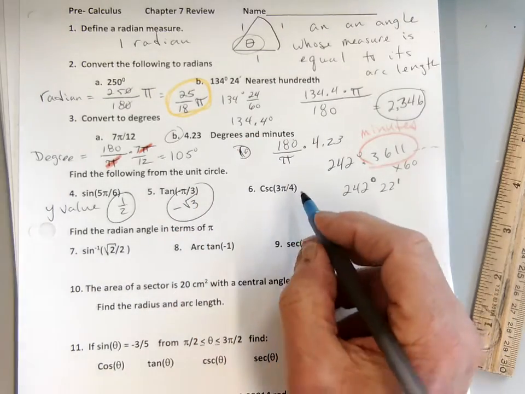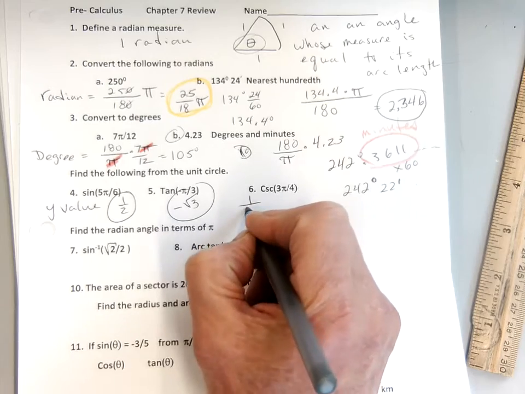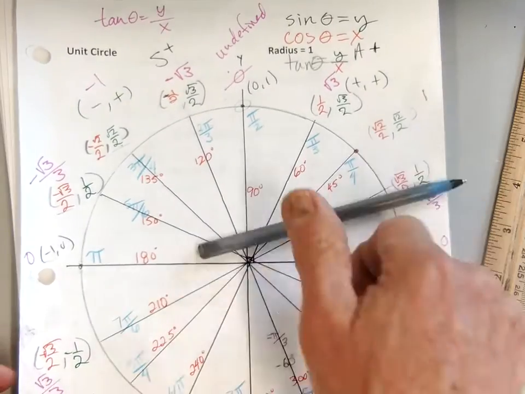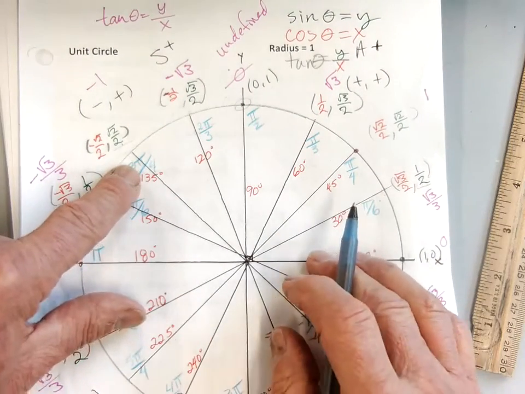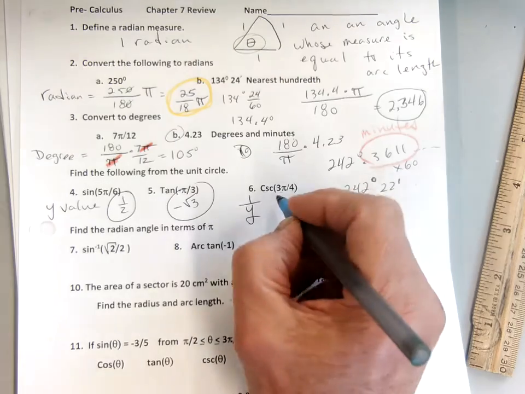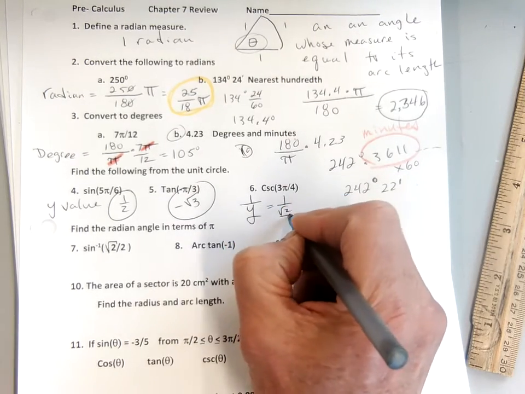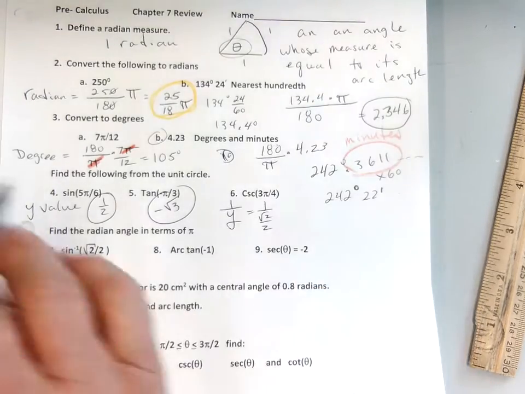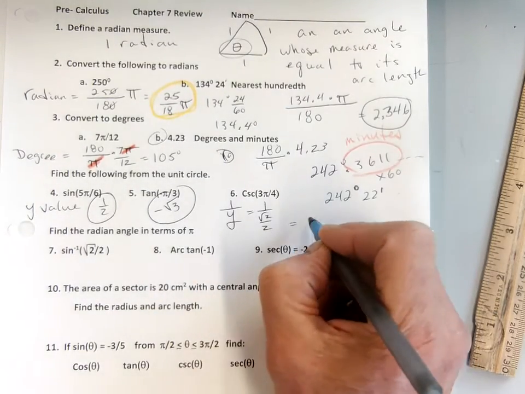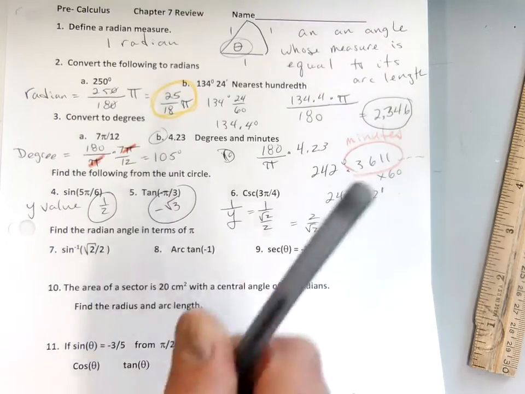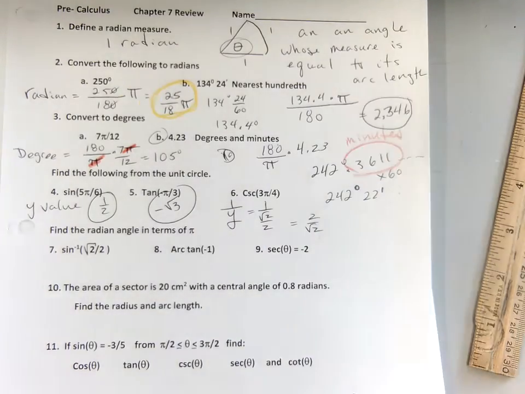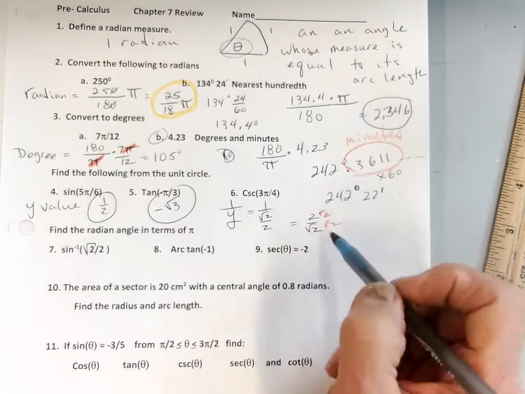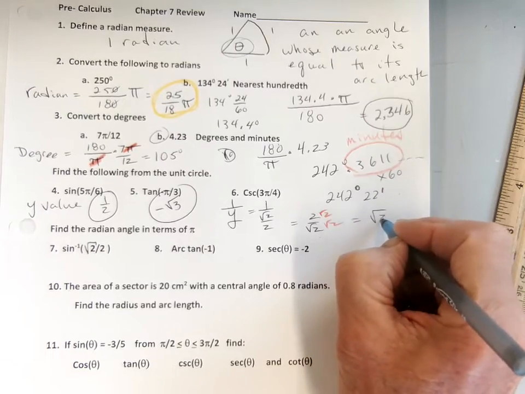Cosecant. Now, cosecant is 1 over the y value. So 3 pi fourths is there. The y value is square root of 2 over 2. So I get 1 over the square root of 2 over 2. I've got 1 over a fraction, which just flips to the reciprocal, which is 2 over the square root of 2. Multiply by square root of 2 to rationalize it, and I wind up with 2 square root of 2 over 2, which is just square root of 2.